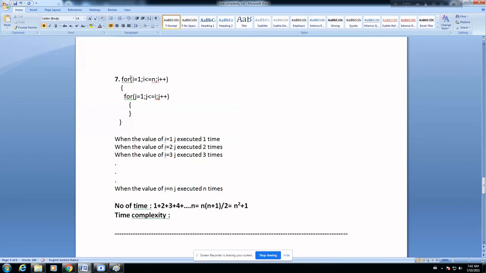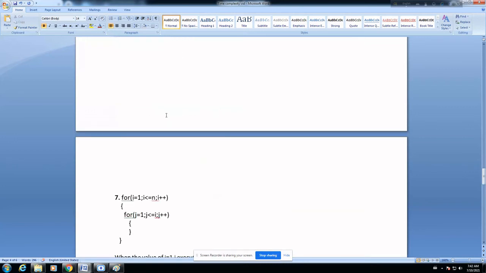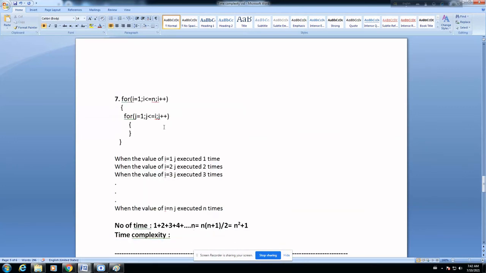Look at this. Here, the loops are a little bit different. Now for i equal to 1, i less than or equal to n, i plus plus. For j equal to 1, j less than or equal to i. Now j depends on i. In my previous example, j does not depend on i. Here, j depends on i. So as j depends on i, the executions of j depend on i.